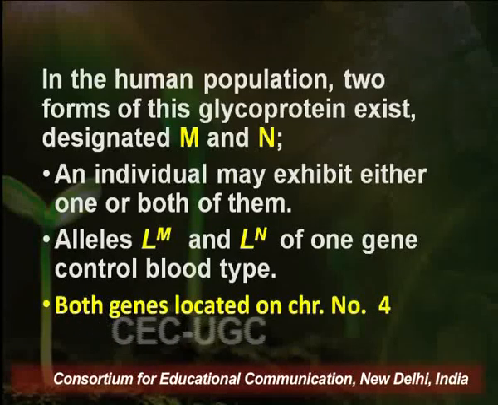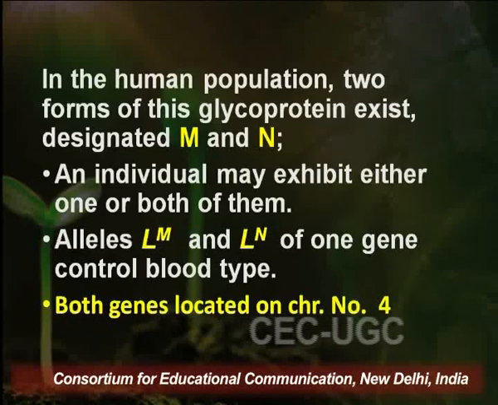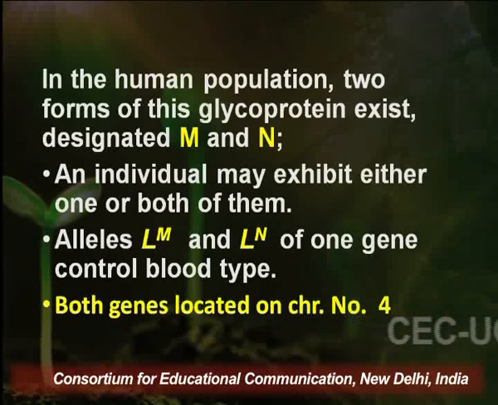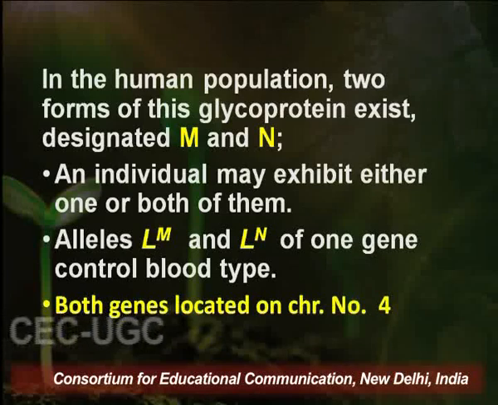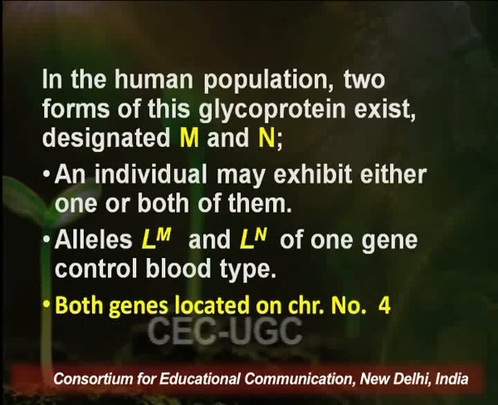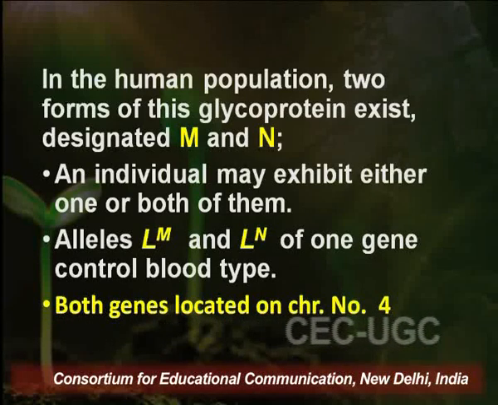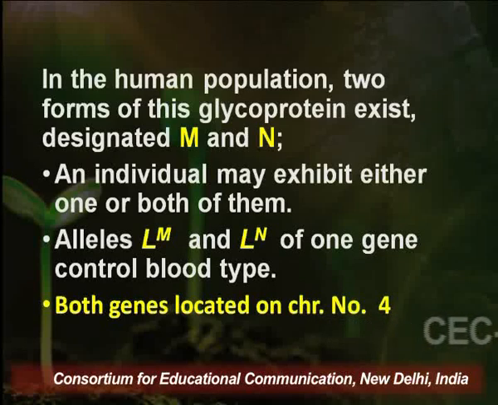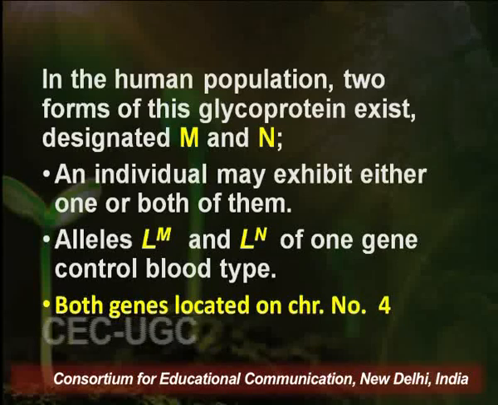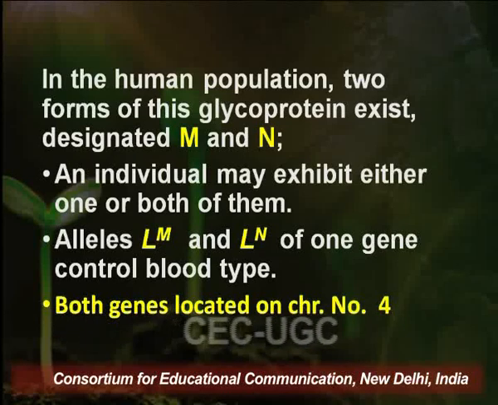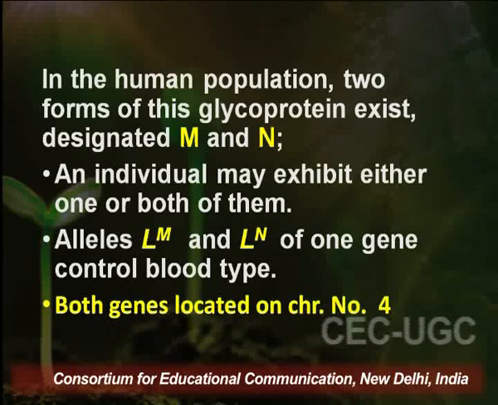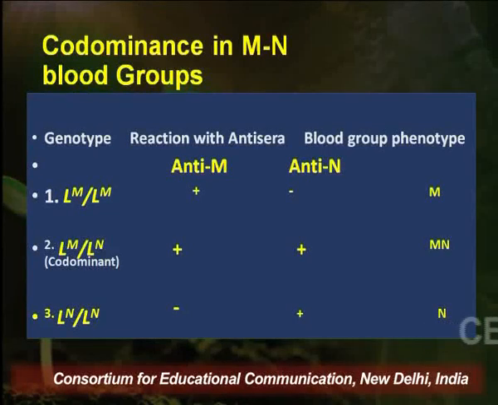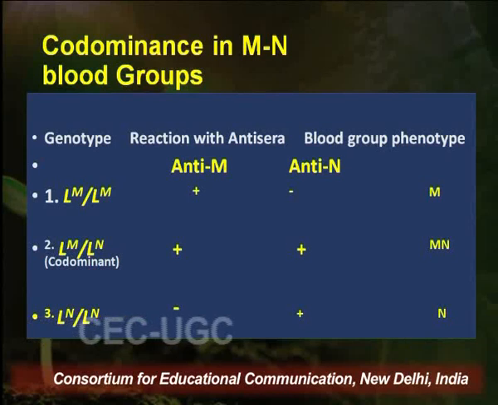So in a human population, we find that either we have M or N, and they are controlled by the alleles. Capital L is in honor of Landsteiner, LM and LN for controlling these antigens. Incidentally, both these genes are located on our chromosome number 4, and what we find is that there is a proper serological pattern which the M and N groups follow.